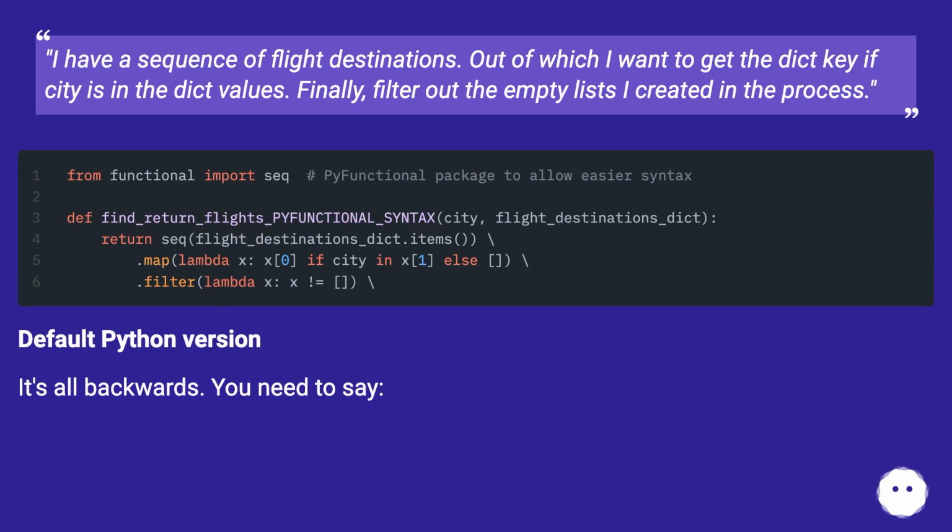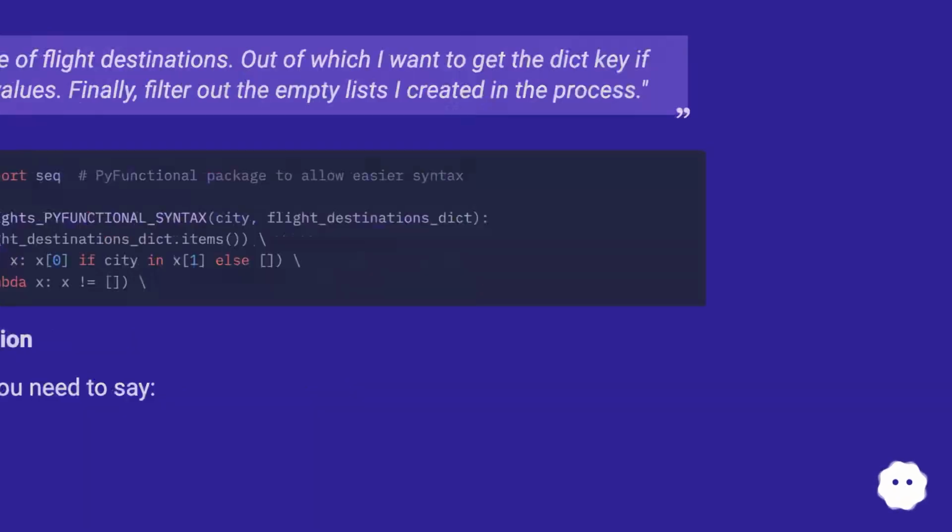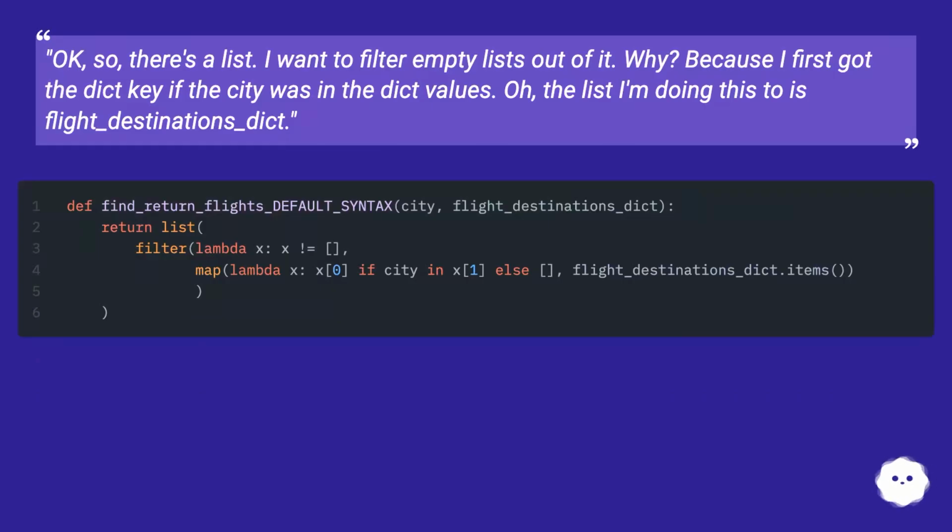Default Python version. It's all backwards. You need to say, okay, so there's a list. I want to filter empty lists out of it. Why? Because I first got the dict key if the city was in the dict values. Oh, the list I'm doing this to is flight_destinations_dict.